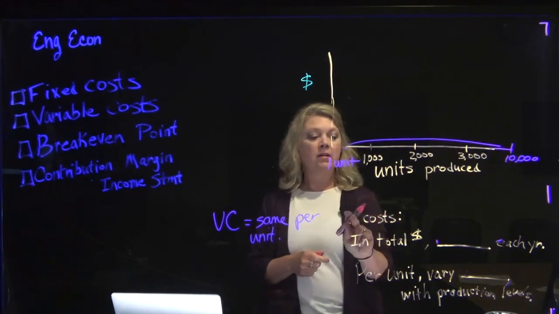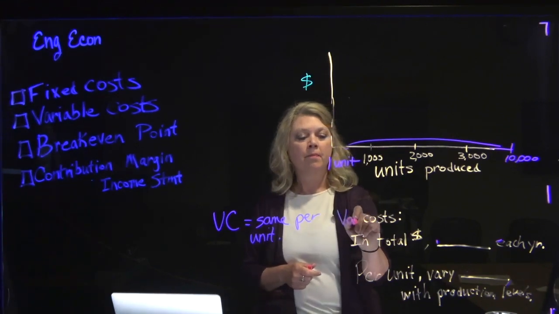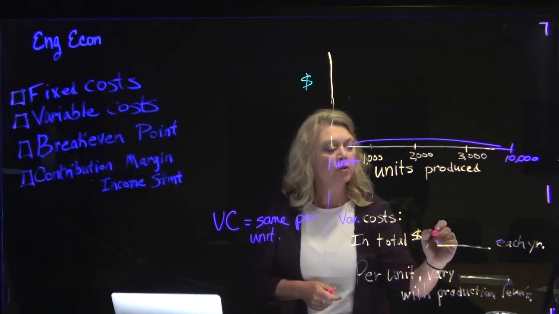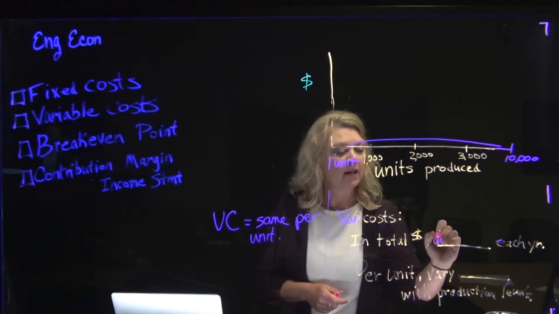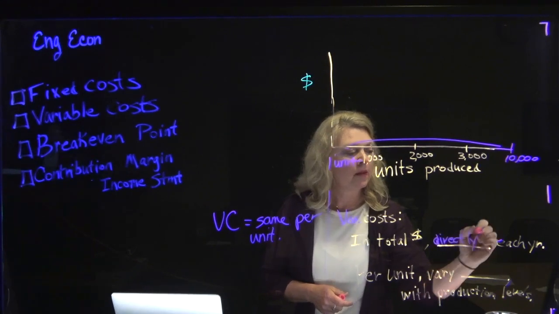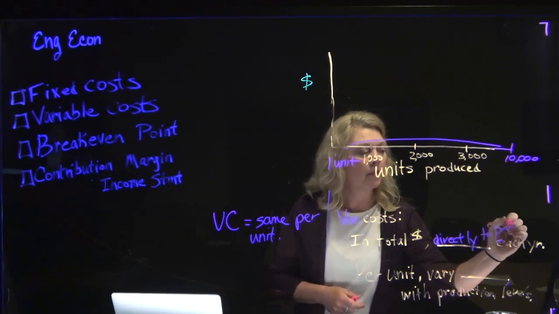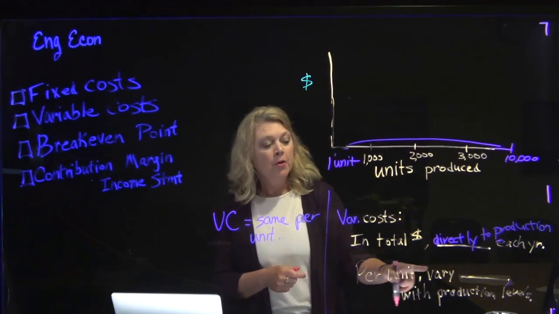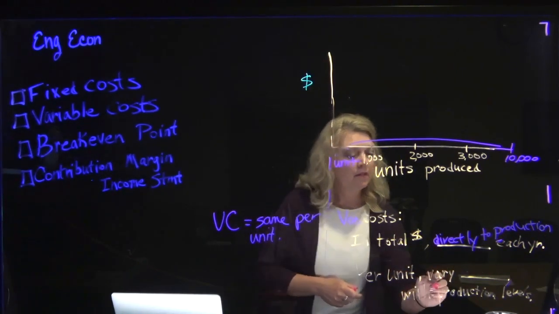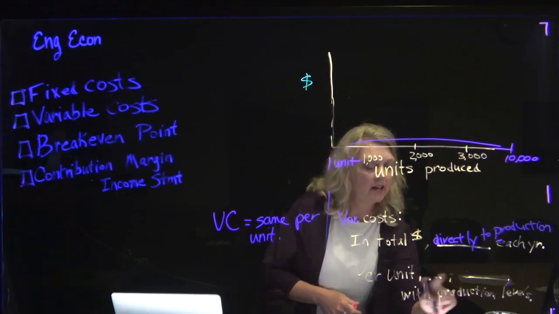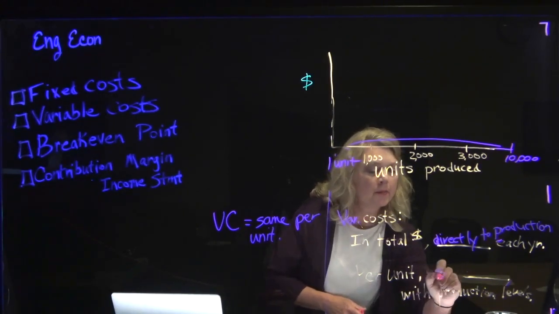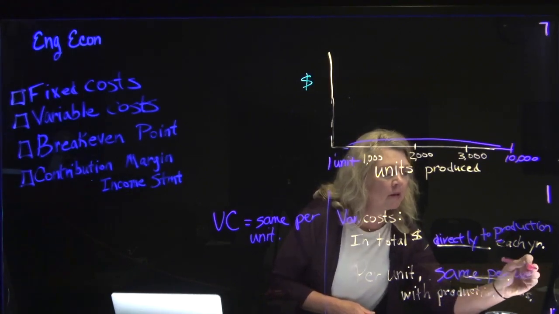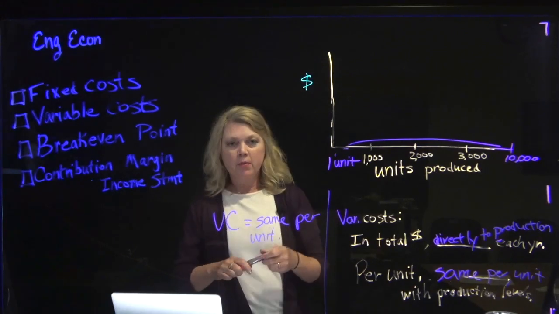So variable costs, in total, will change each year, will change directly in proportion to production levels. The more you produce, the more total variable costs you have. Per unit, variable costs don't vary. They remain the same. No matter how many units we produce, per unit, those variable costs will remain the same.